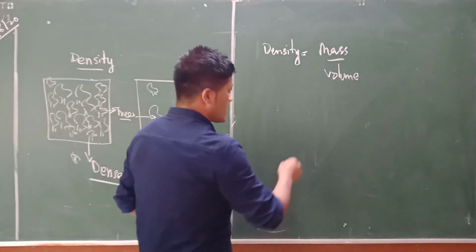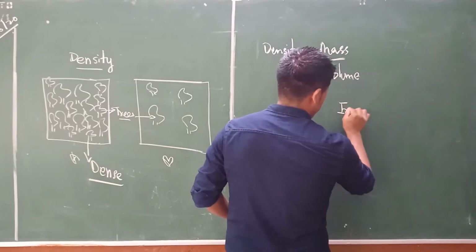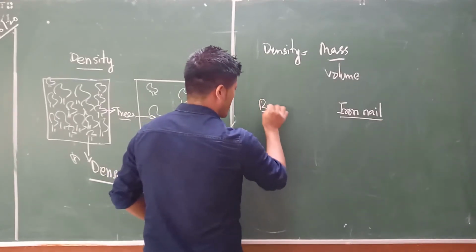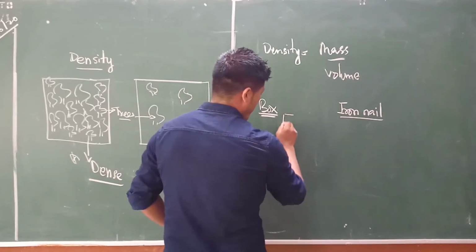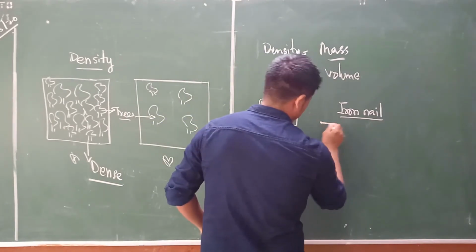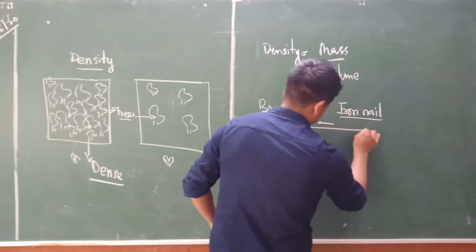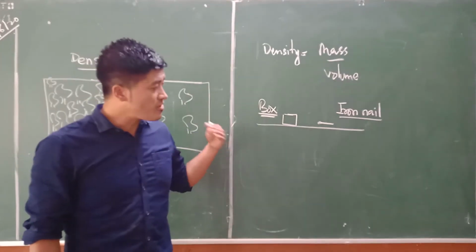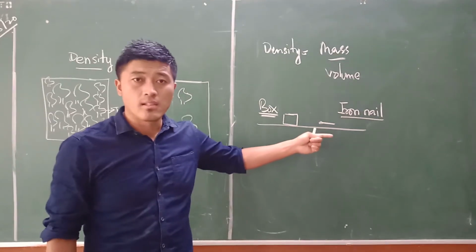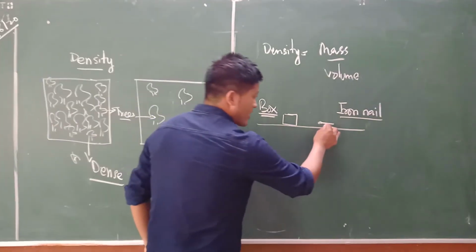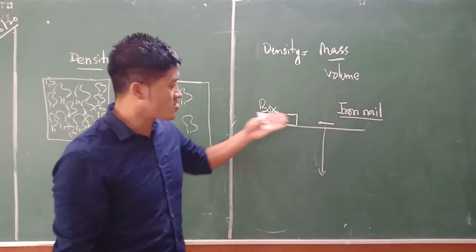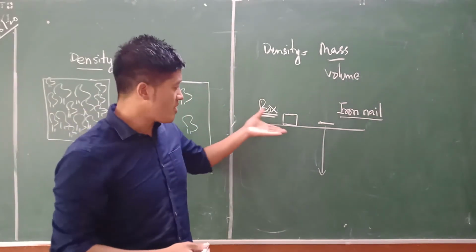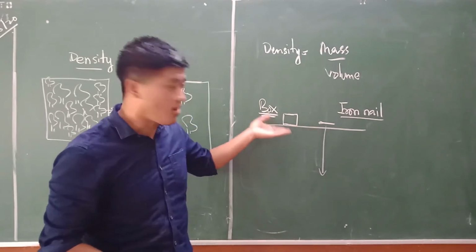For example, there is an iron nail. That is an iron nail. Okay, and there is a box here. Both of them are present on the water. Now, if I ask you what will happen to the box or the iron nail, definitely you're going to answer that this iron nail is going to sink down here, whereas this box is going to float on top. Even though this box might be heavier than this particular iron nail, it floats.